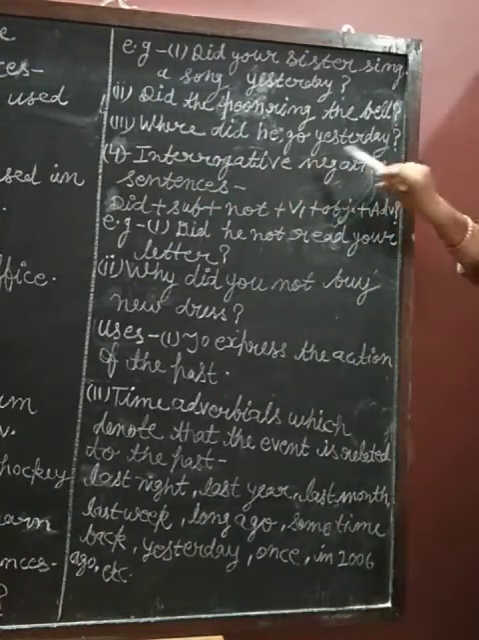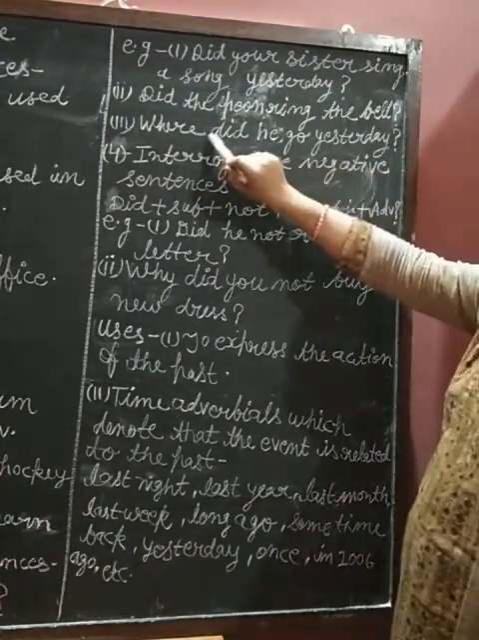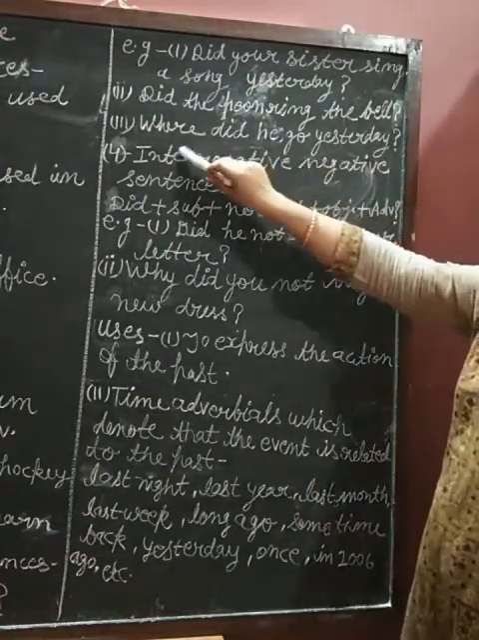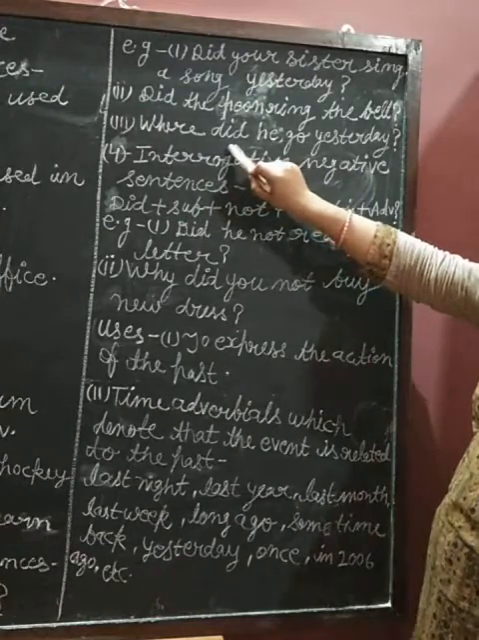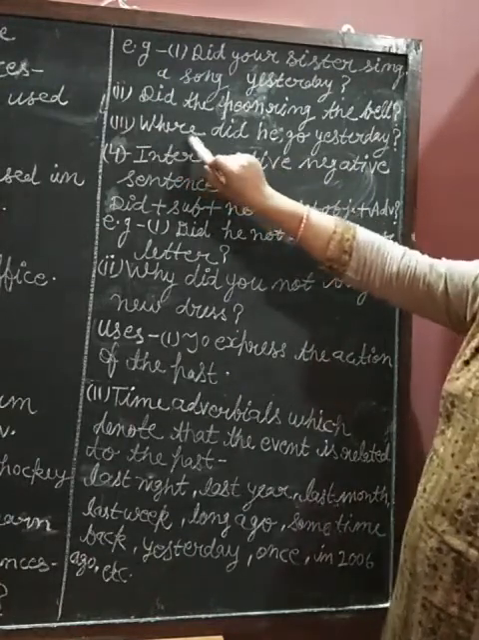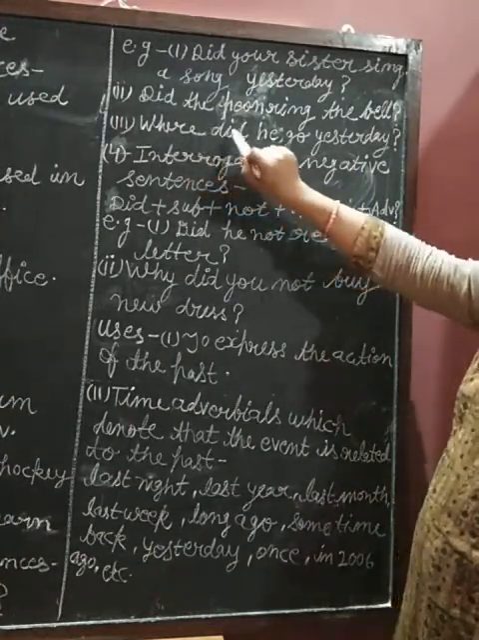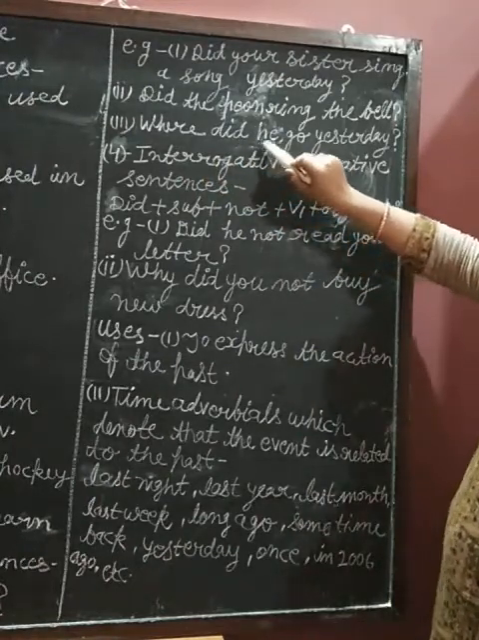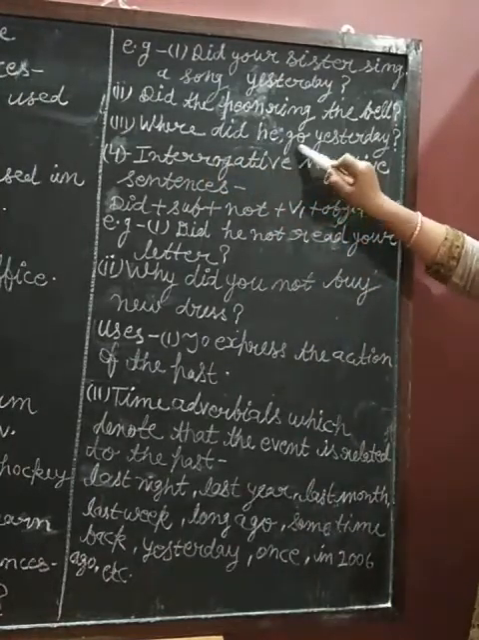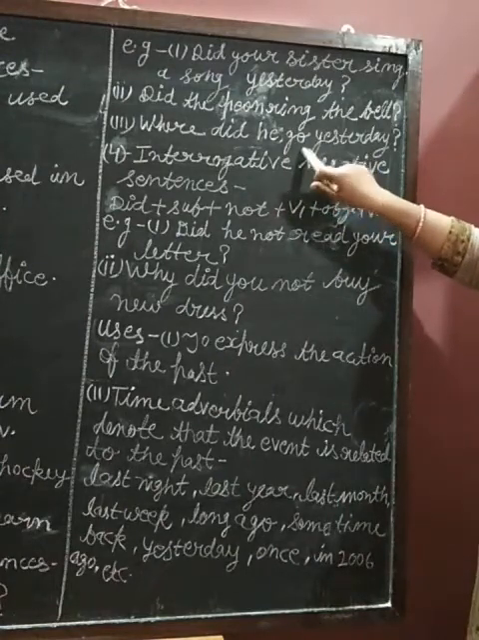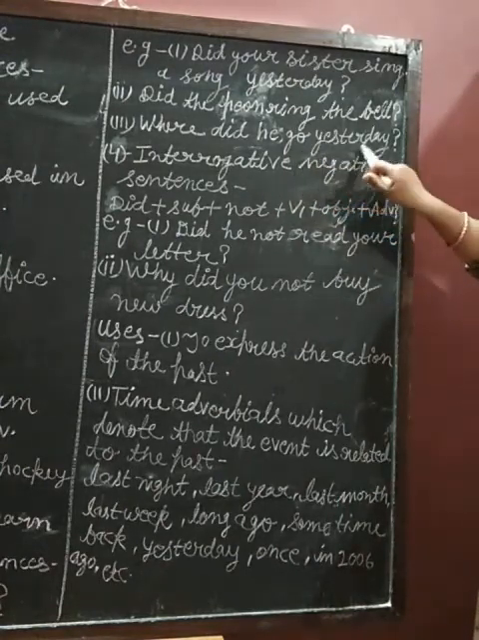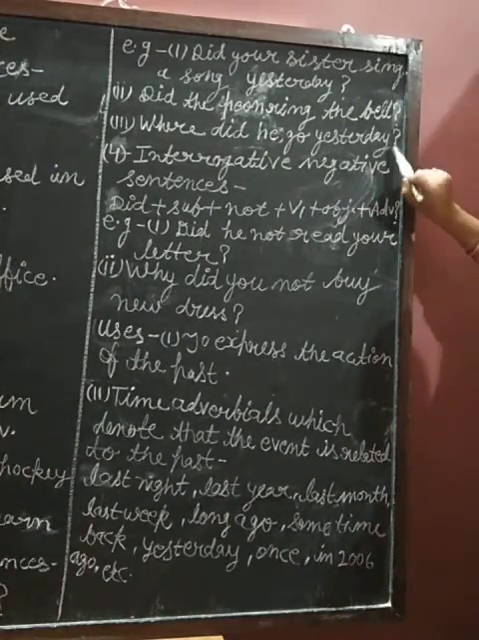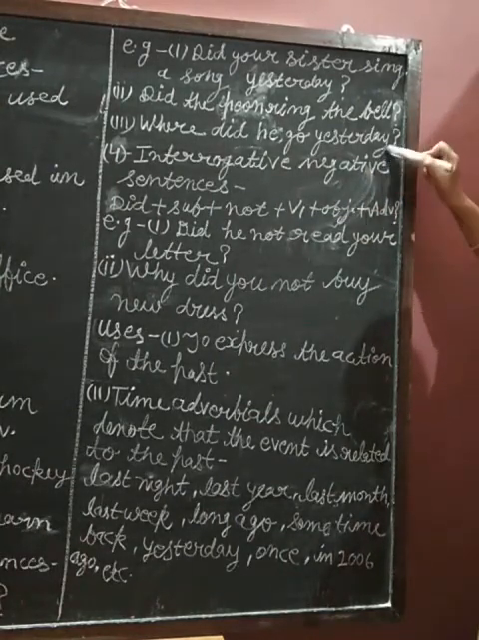This is a WH word type interrogative sentence. When we make a WH word type interrogative sentence, what do we do? We write the WH word first. After that, the helping verb. After that, we write the subject. After that, the verb's first form. After the verb's first form, we use the time adverbial. It ends with an interrogative sign. The interrogative sign is a must in interrogative sentences.